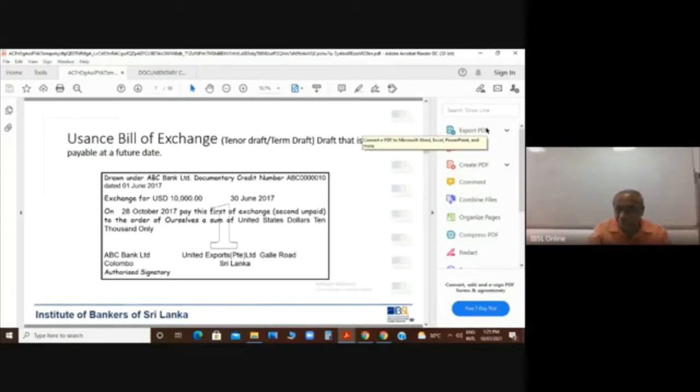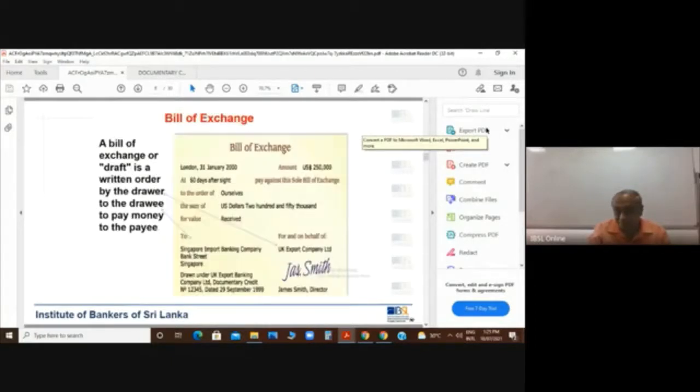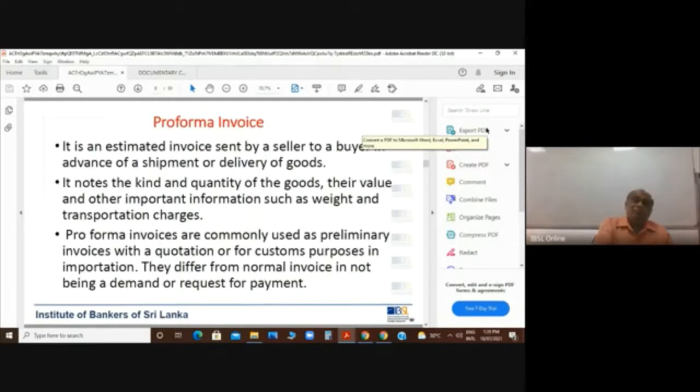Any questions? A bill of exchange or a draft is a written order by the drawer to the drawee to pay money to the payee. Right? Okay. Any questions? If you don't have questions, then I'm going to the next document.